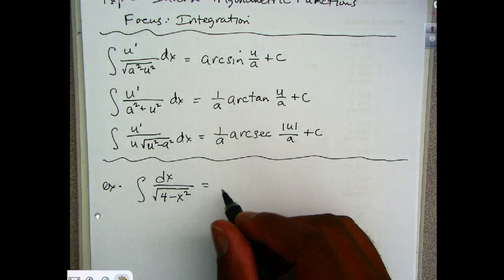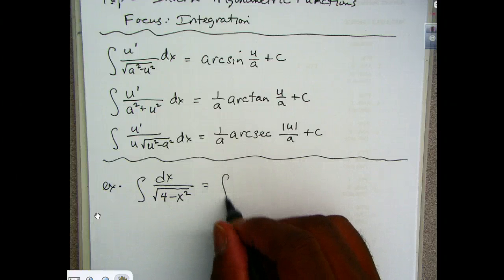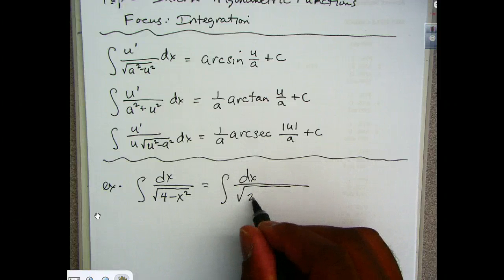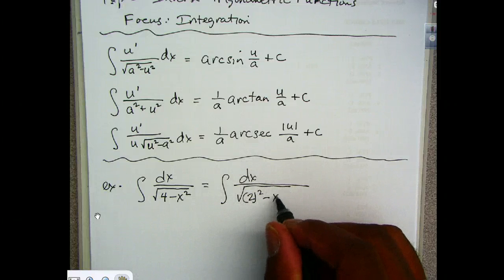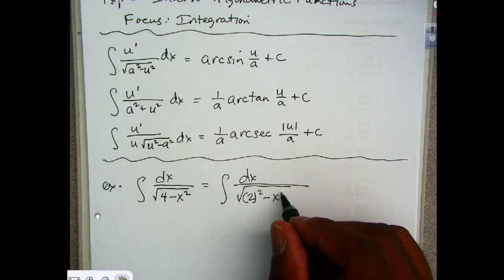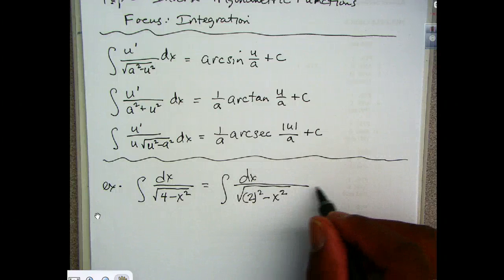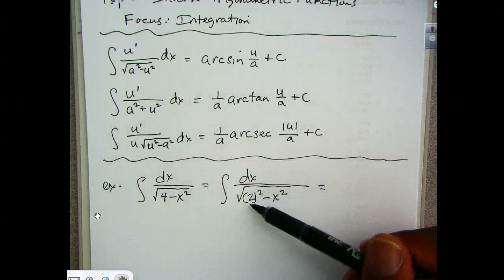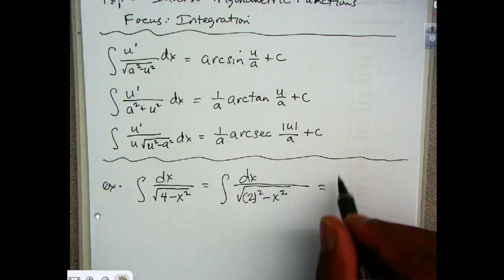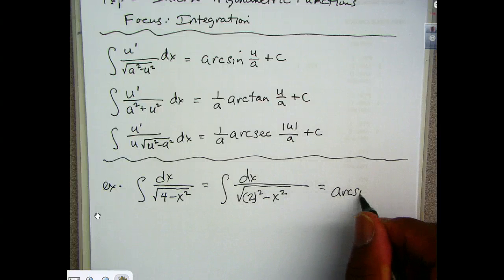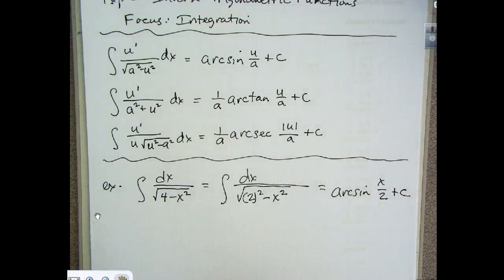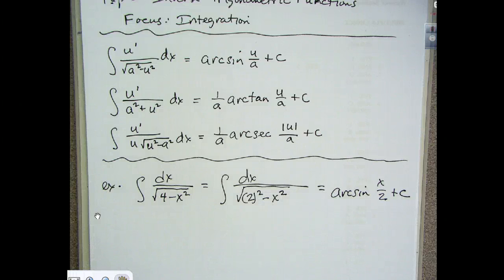So if we were to rewrite this, we can write it as the integral of dx over the square root of 2 squared minus x squared. Here it looks like our a is 2 and our u is x. So our answer is going to be arcsine of x over 2 plus c. All right, let's go ahead and take a look at our second example.